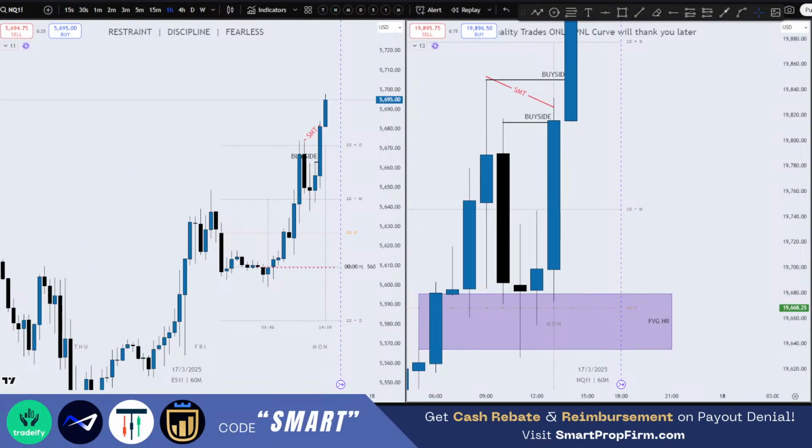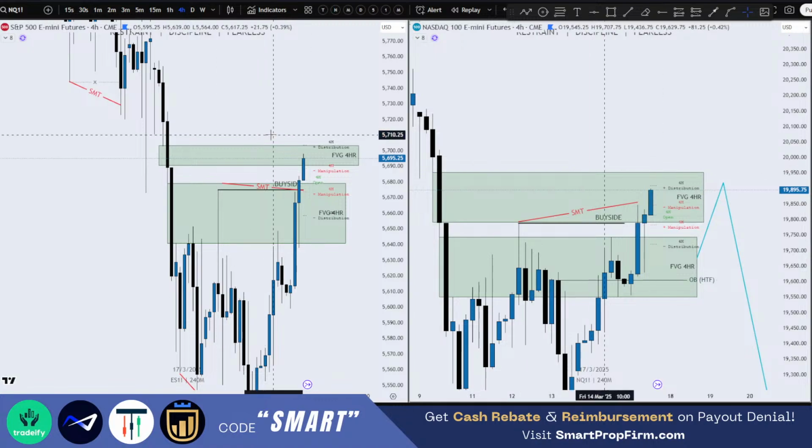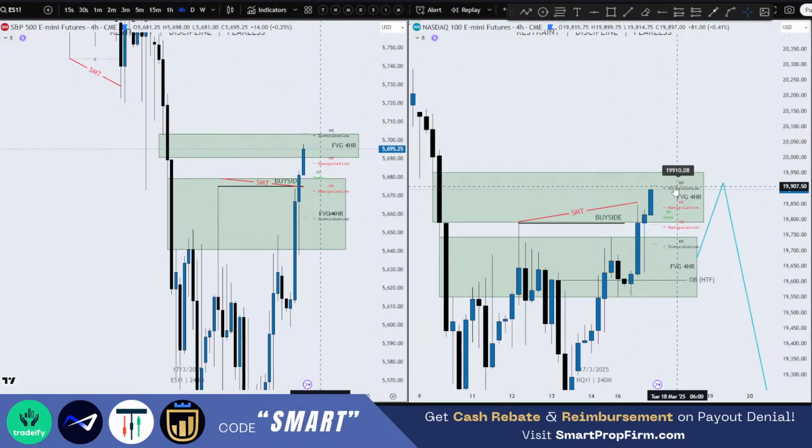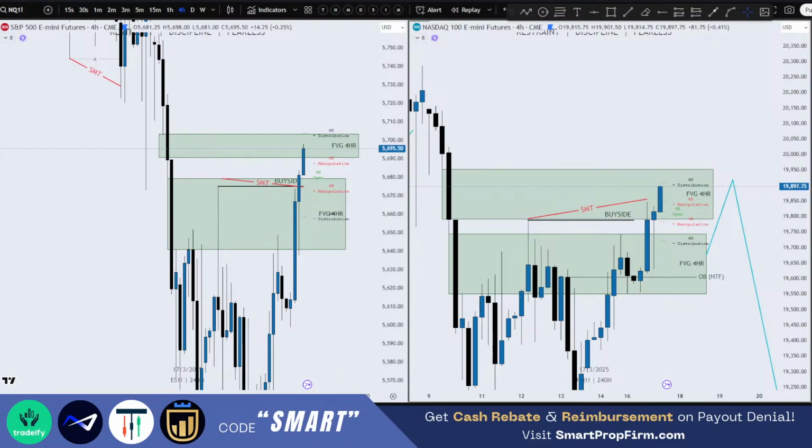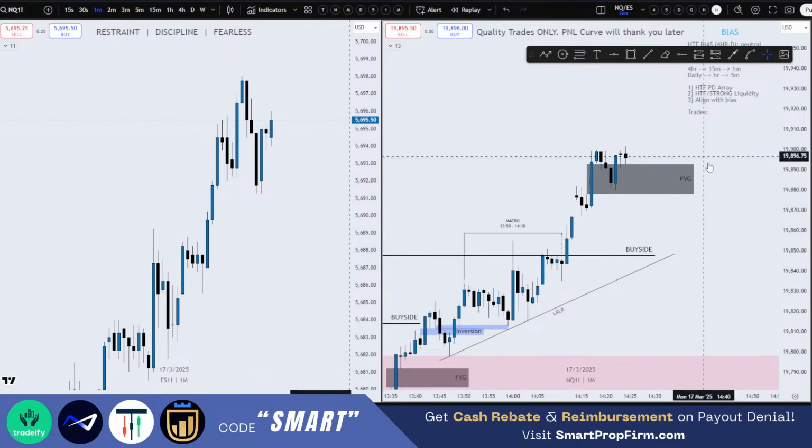I think what I'm also seeing is this large 4-hour gap here, which we have no interest to really retrace to until we fill the whole thing, and then maybe we'll consolidate and figure out something. But we just take this high out here.